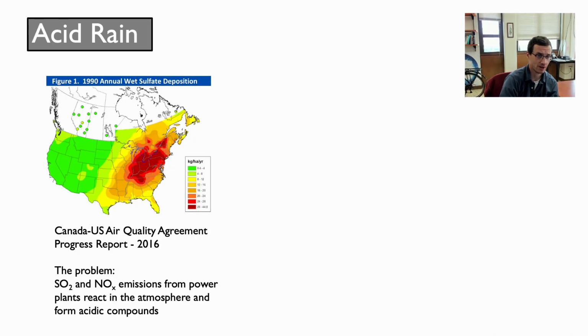So the second climate agreement that we want to talk about is the U.S.-Canada Air Quality Agreement. The problem was that sulfur dioxide and nitrous oxide emissions from power plants were reacting in the atmosphere and forming acidic compounds that then rained into lakes and streams and rivers and killed fish. It's really becoming a problem. This map shows where the biggest issues were, and it was really around power plants in the northeast US and southeast Canada.